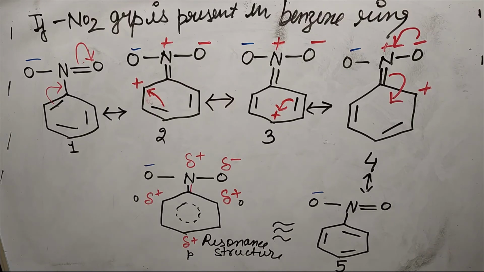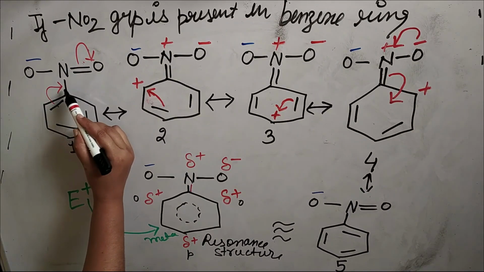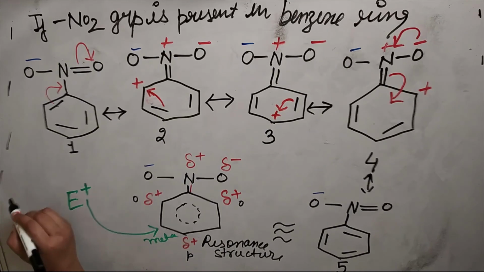Because of this, if any electrophile will come to react, at which position will it go? Electrophile has positive charge and ortho position and para position they have positive charge. So only one position is left, that is meta position. So it means nitro group is meta-directing group. As nitro group is electron withdrawing group, you can see the electrons are withdrawn from the ring. So NO2 is deactivating group and meta-directing group.